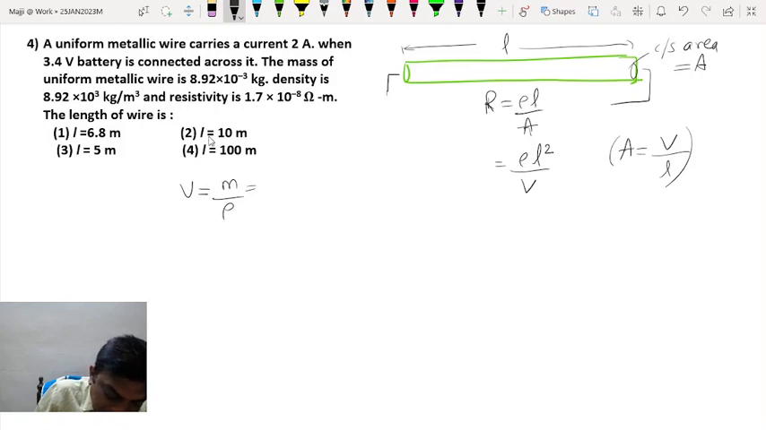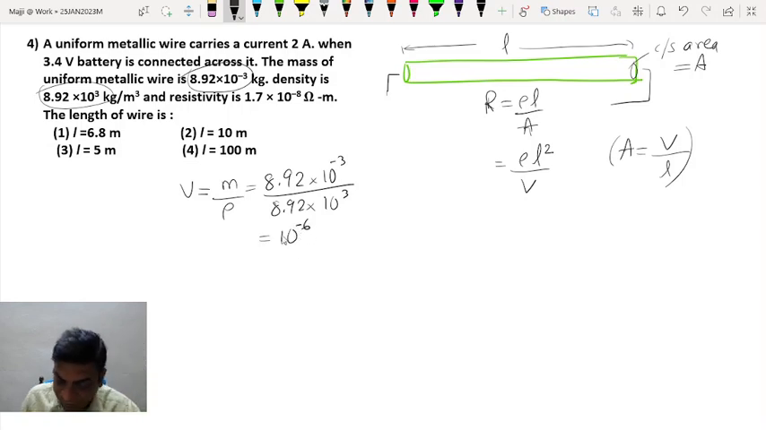What is the mass given? Mass is 8.92 into 10 power minus 3 kg. Density is 8.92 into 10 power 3 kg per meter cube. So total it is 10 power minus 6.